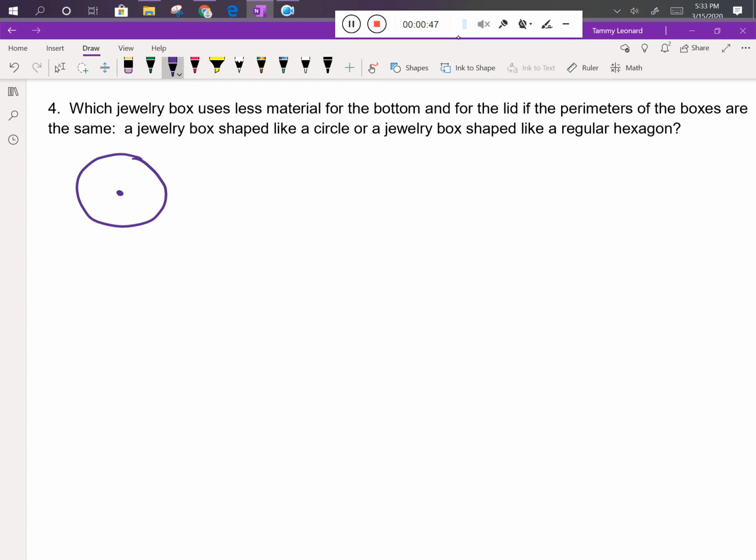We know that if a circle has a radius of r, the circumference of that circle can either be expressed as 2 pi r or as pi d, whichever is more expedient in that particular situation. Now, if a jewelry box is shaped with a base like a hexagon, we have something that looks like this.